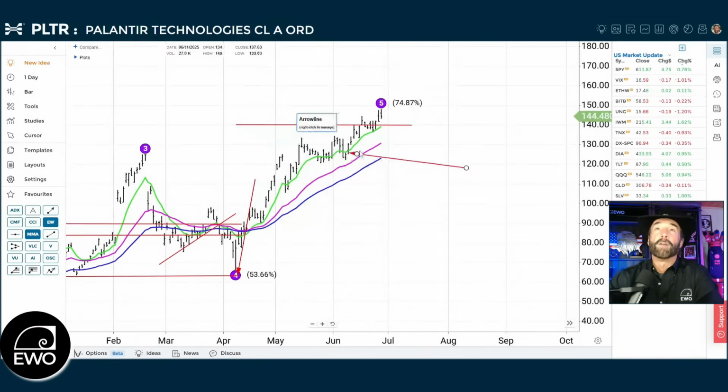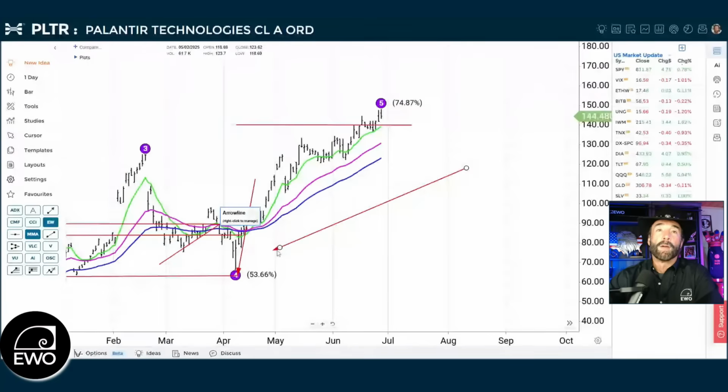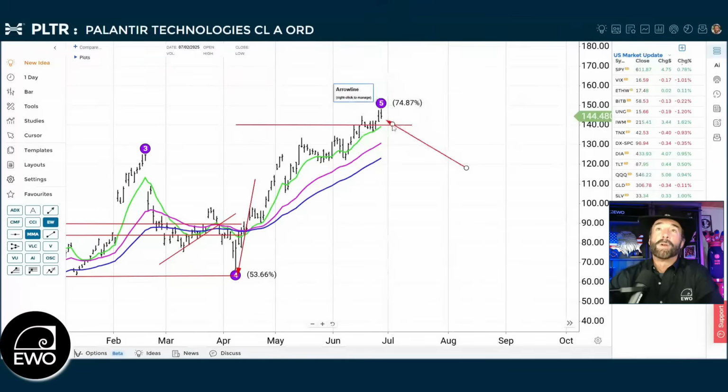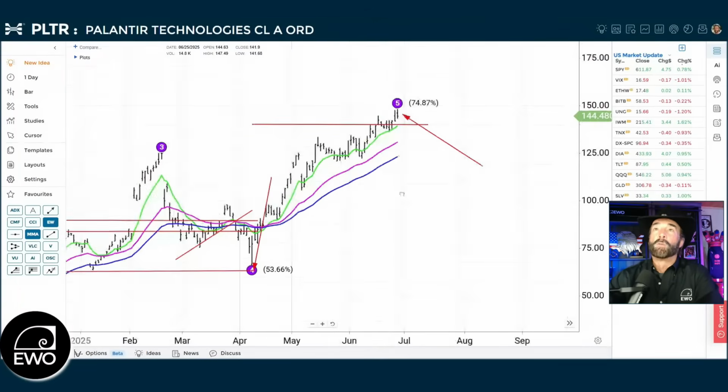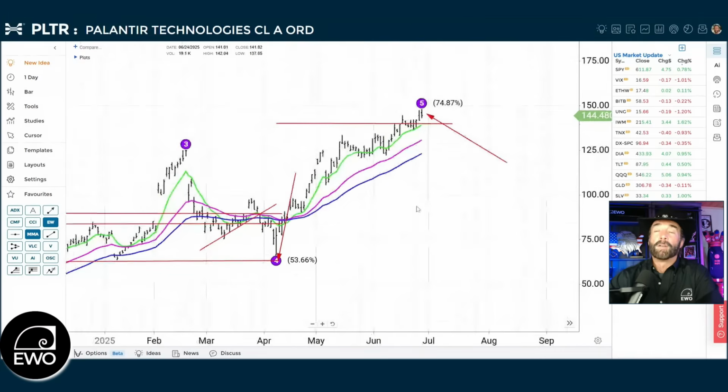classic Elliott wave stuff. The wave 5 is extended 74%. We go back and look at the wave 4, it contracted 50%, which means we could go up to 100% extension here. We're not really as overbought on Palantir as we are on some other stocks as well. So I think that we have a little bit more room to run here on Palantir. So kind of like that chart also.